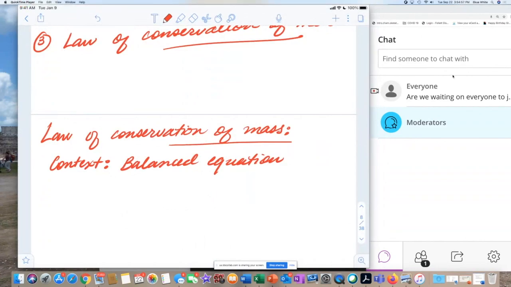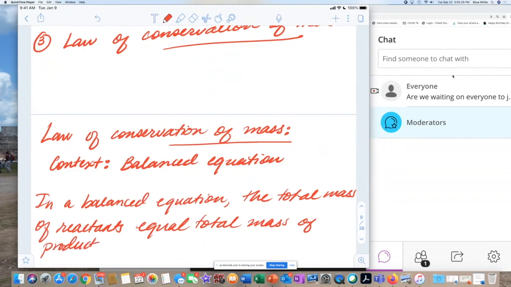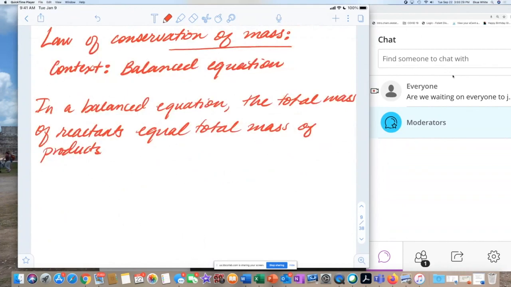So what this means is, in a balanced equation, the total mass of reactants equals the total mass of products. If you were to write this as a bottom line, mass of reactants equals mass of products.